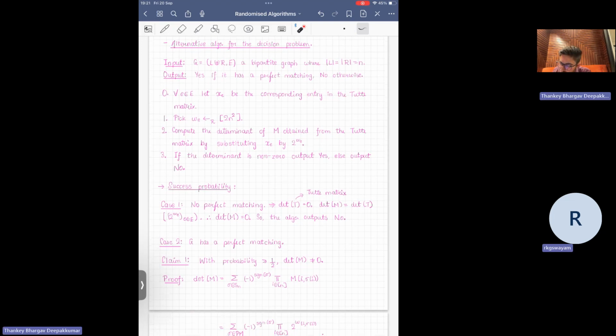I could have used a different processor to pick W_E for every E, right? So if I choose just one processor, this takes time the size of E. But if I use size of E processors, then this takes time order 1, right?